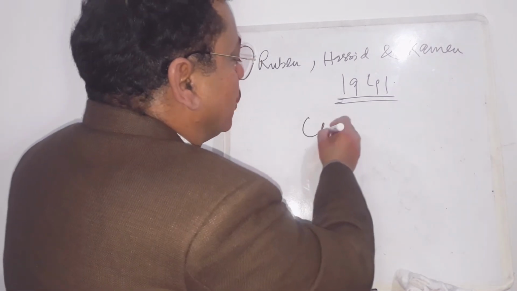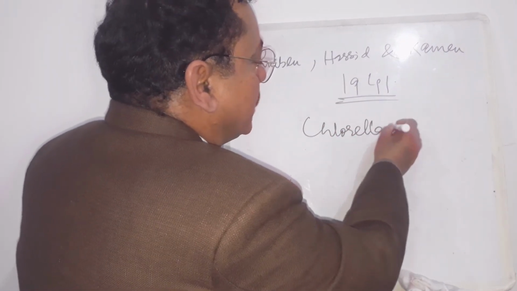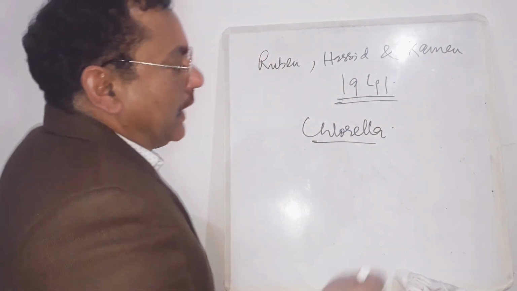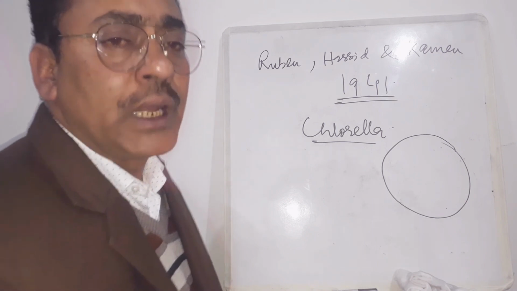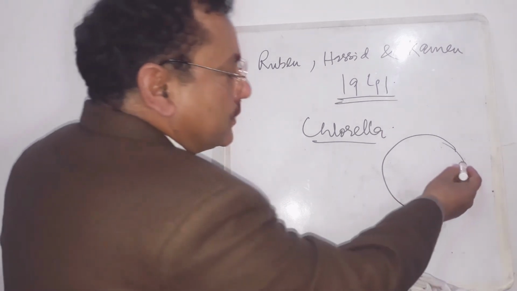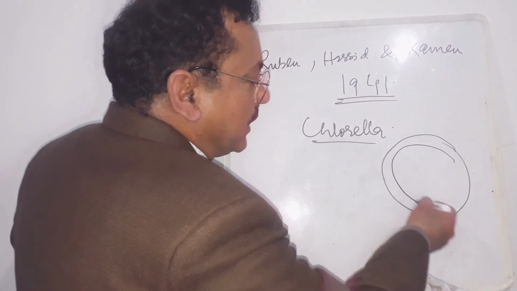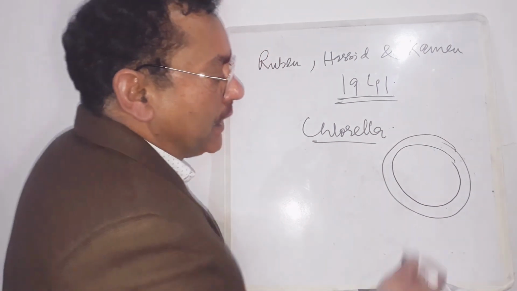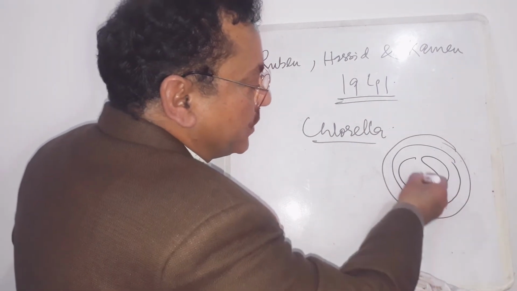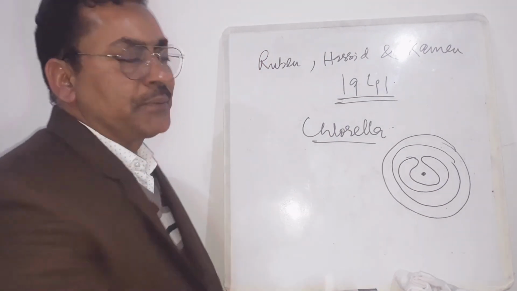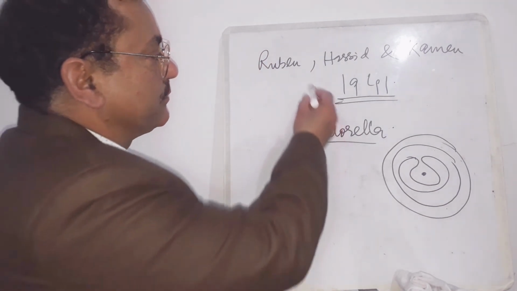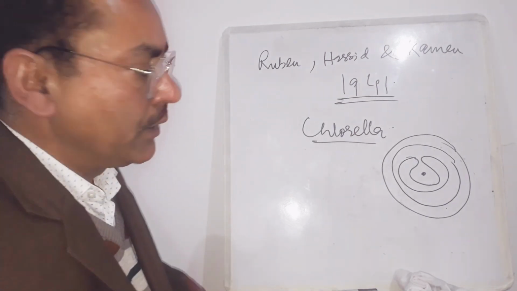The alga is Chlorella. You may be knowing Chlorella, a unicellular green alga, spherical in shape, non-motile. This is covered by means of cell wall. Internally, it has a living protoplast and it contains a cup-shaped chloroplast. So this is the structure of Chlorella that was taken by these 3 workers.